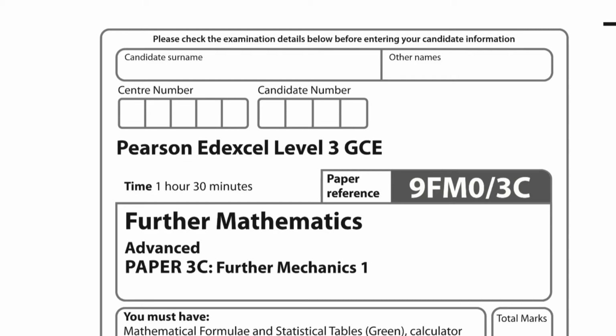This is the EdExcel A-Level Further Maths Paper 3, covering the Further Mechanics 1 module. And this paper is from the 2022 series.